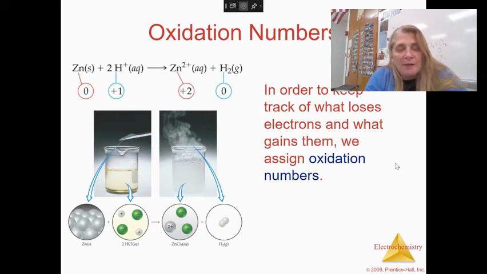and the driving force of redox. Redox stands for reduction and oxidation. So this has to do with assigning oxidation numbers and determining which element lost electrons, which element gained electrons.